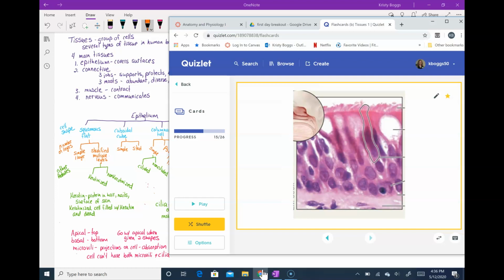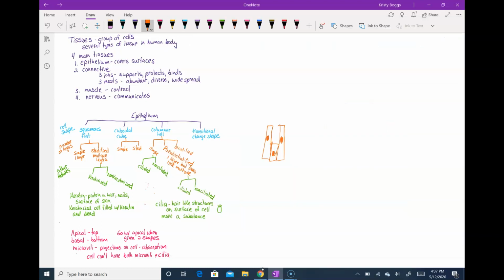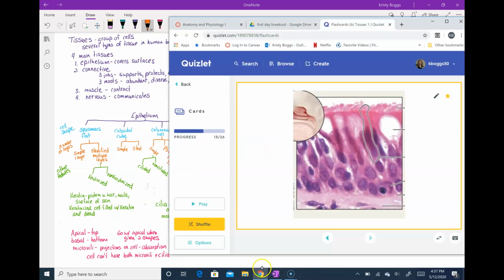Okay, look at our shape. This is a column. Look at the nuclei. There's not nice, neat rows. They're kind of scattered around. That's your sign that it's pseudostratified. And then if you look up here, we have little hairs. So if we follow our chart, we have ciliated, pseudostratified, columnar epithelium.